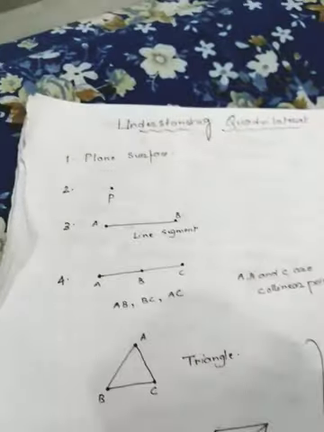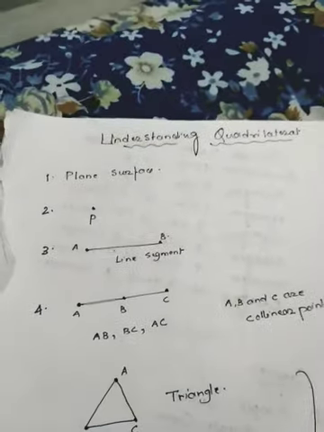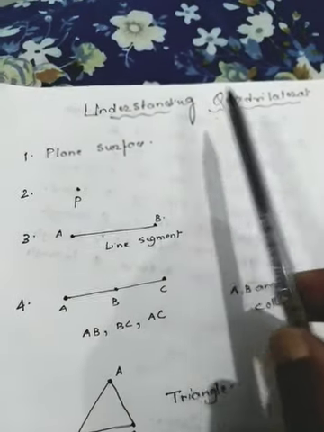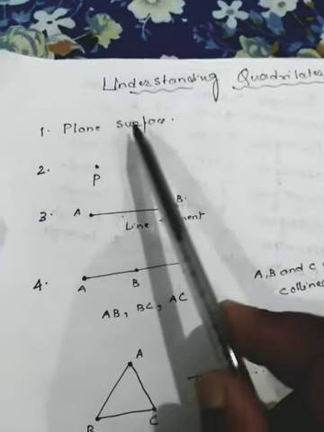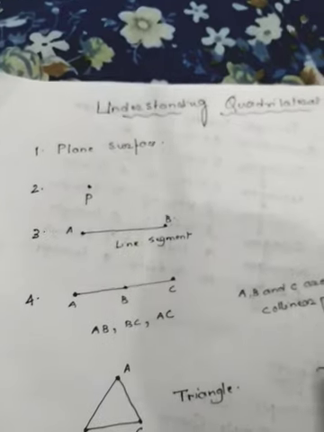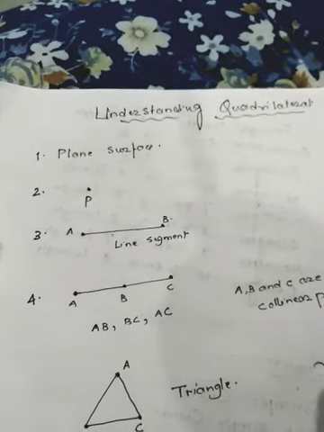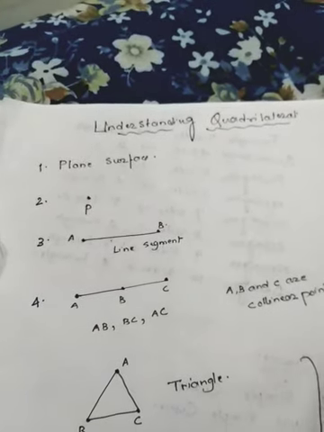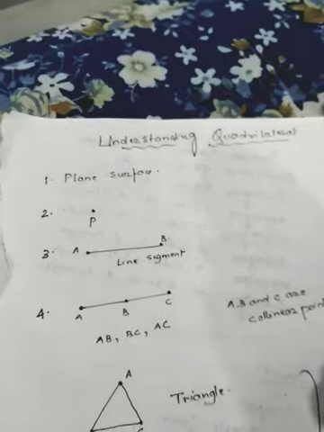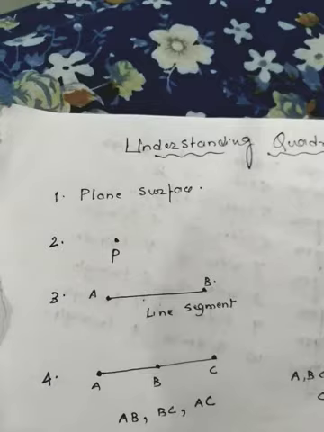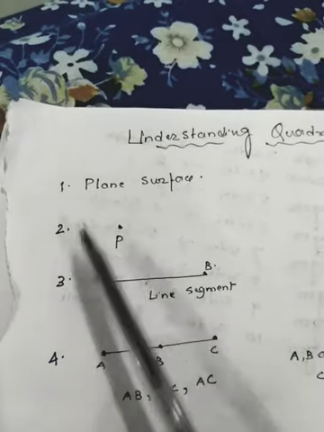Suppose this is a paper where I've written all those things. This is also one example of a plane surface. Okay, so this is how we will begin the chapter on quadrilaterals. So the first thing you have understood is what a plane surface is. Inside the classroom, where the teacher explains many things, on the green board or blackboard, that is also an example of a plane surface. Fine, let's see what is in the second point.